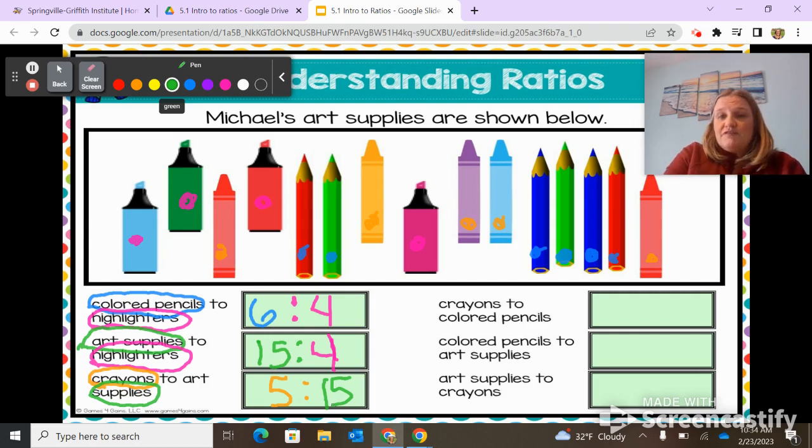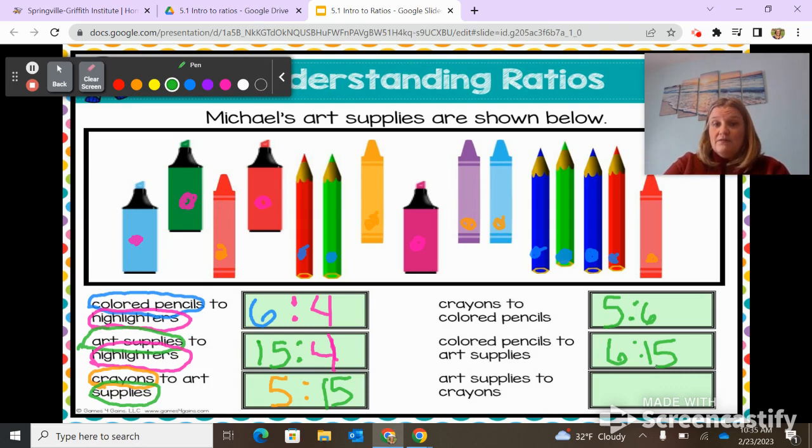Okay, so you should have come up with 5 to 6. Okay, how about colored pencils to art supplies? Try that one. And if you found 6 to 15, you are correct. Then we have art supplies to crayons. Try that one.